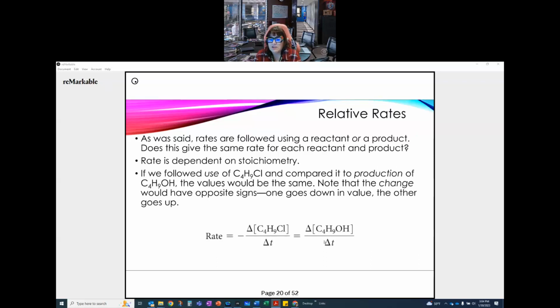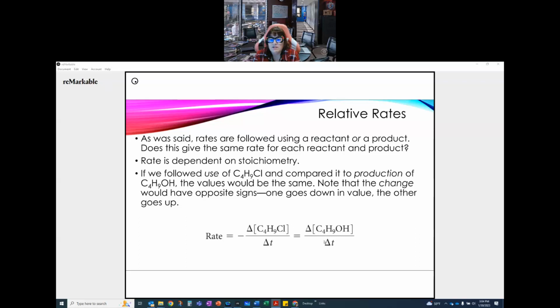Well, here. As I said, rates are followed using a reactant and a product. And does that give the same rate for each reactant and product? No, it doesn't. Rate's dependent on stoichiometry. Okay, so if I have something that I need 2 of versus something I need 1 of, I'm going to consume the one that I need 2 of twice as fast. So we need to be able to look at that.